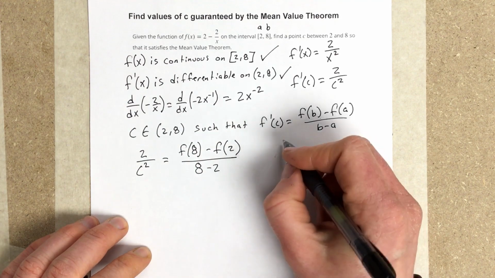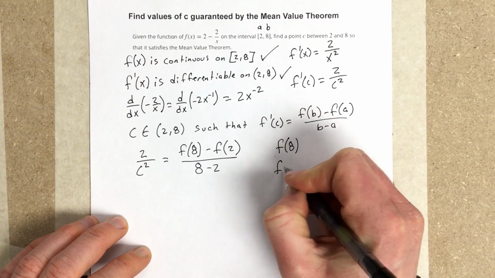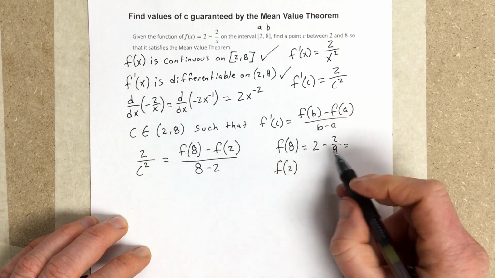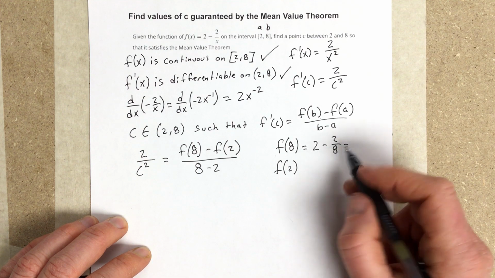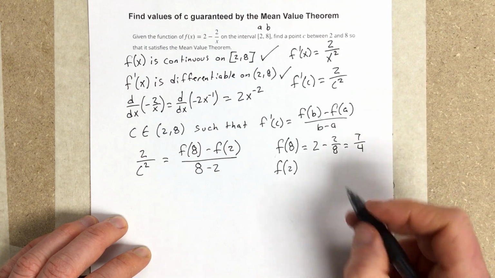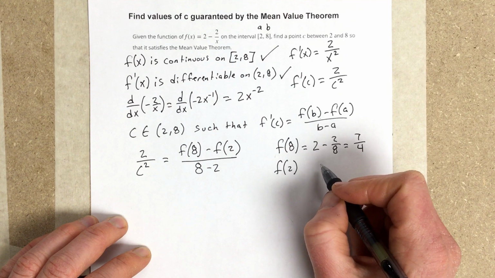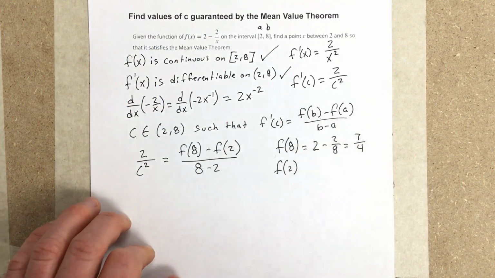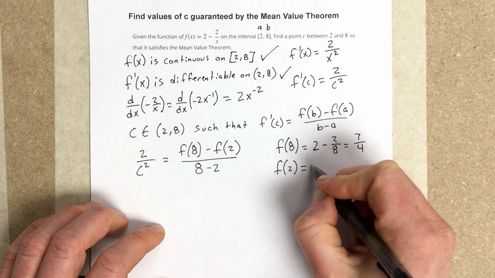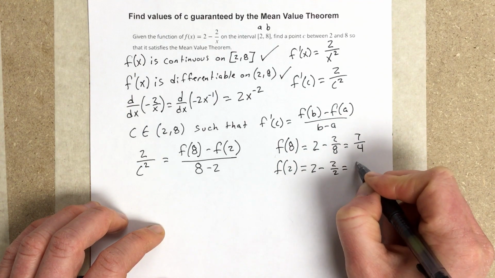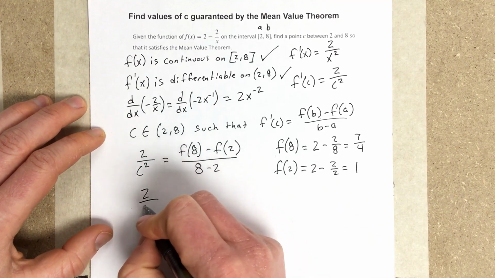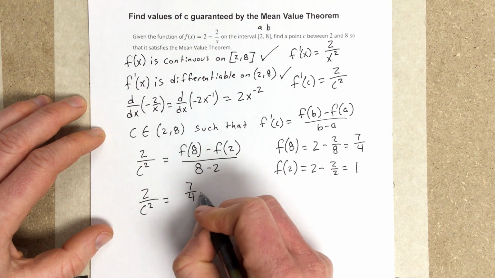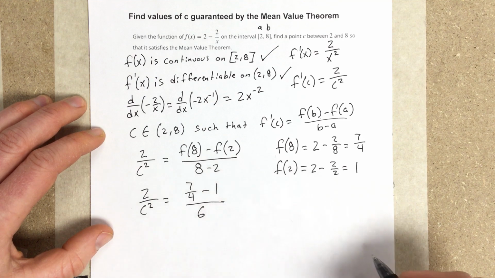So what is f of 8? If I evaluate f of 8 and f of 2, f of 8 would be 2 minus 2 over 8, which is a quarter. 2 minus a quarter would be 7 over 4. Find a common denominator, which would be 16 over 8 minus 2 would be 14 over 8, which reduces to 7 over 4. And f of 2 would be 2 minus 2 over 2, which is 1. So I end up with 2 over c squared equals 7 over 4 minus 1 over 8 minus 2, which is 6.